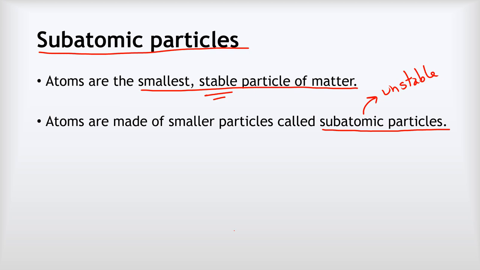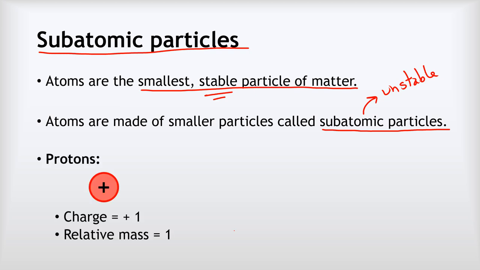Now, there are three of these subatomic particles. The first one is called the proton, and we often draw it as a circle with a plus sign in it, like that one. Now, these have a positive charge and a relative mass of 1. Now, we use this word relative mass because their actual mass in kilograms is so small. It's like 1 times 10 to the minus 19 kilograms, something like that. It's so small that we can't really work with it because it's too tiny. So we just say the mass is 1 something. The relative mass is 1, okay?